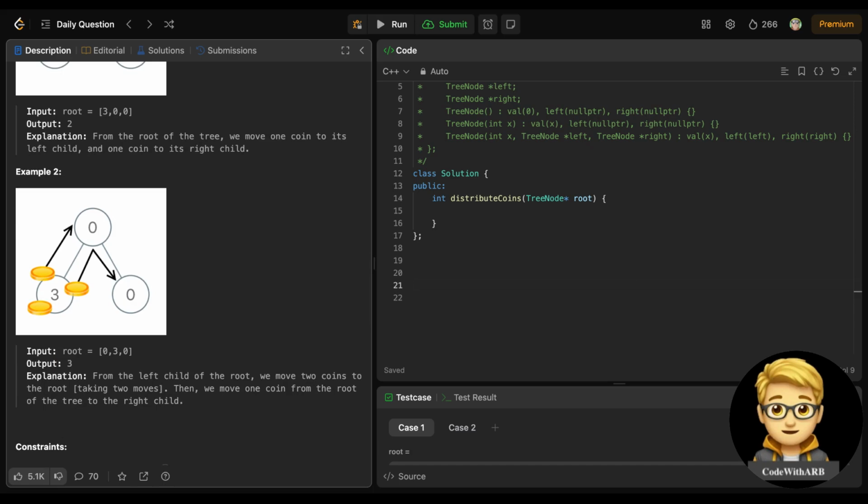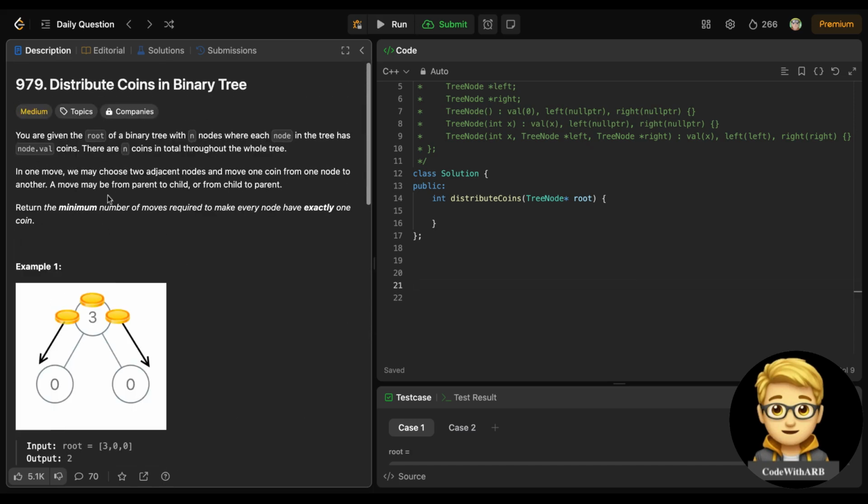After reading this question, the first thing that should come to your mind is how we will move these coins simply, right? So let's take an example. Suppose this is two, right? Suppose this is two, and its sibling is one.